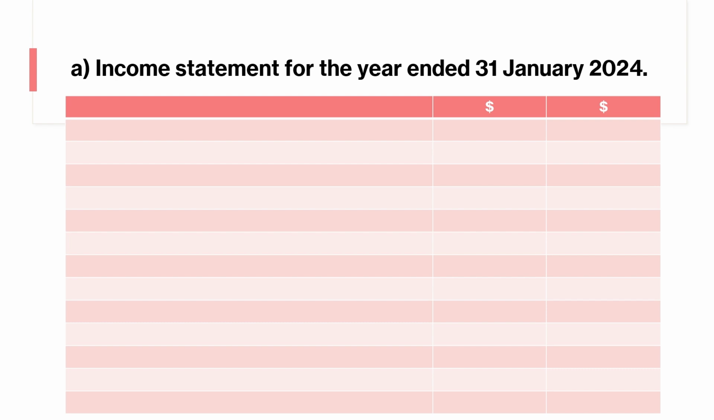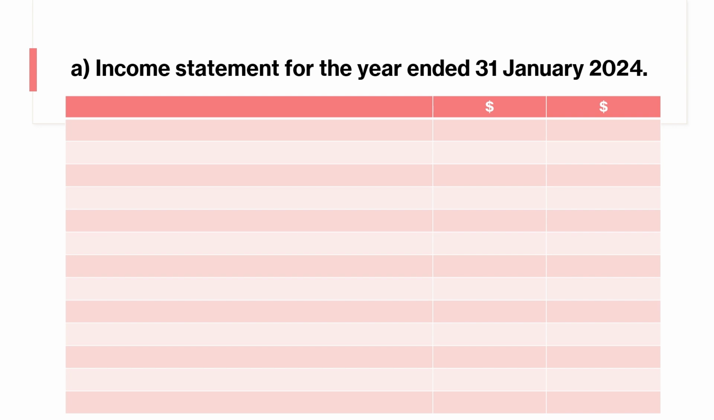Remember, don't just look at part A. Please go through part B and C and the rest of the question as well, because sometimes it might be better if you do several parts simultaneously. So in this particular question, part A asks us to prepare the income statement, part B is the retained earnings, and part C is SOFP. So we can prepare all three simultaneously. So let's do it like that.